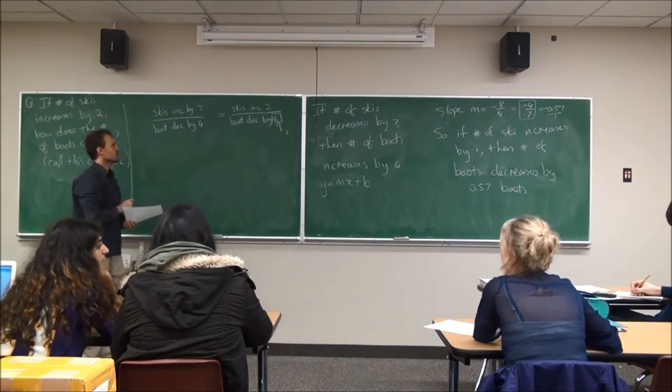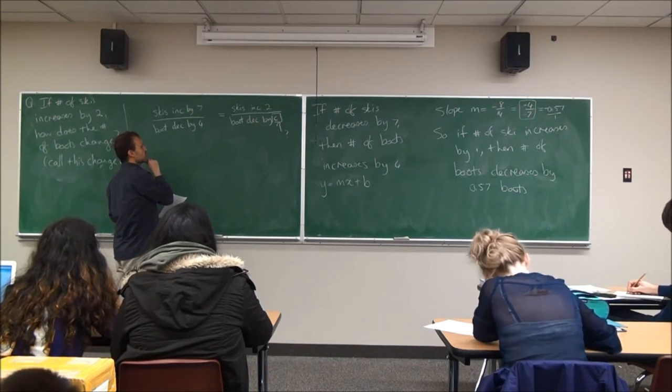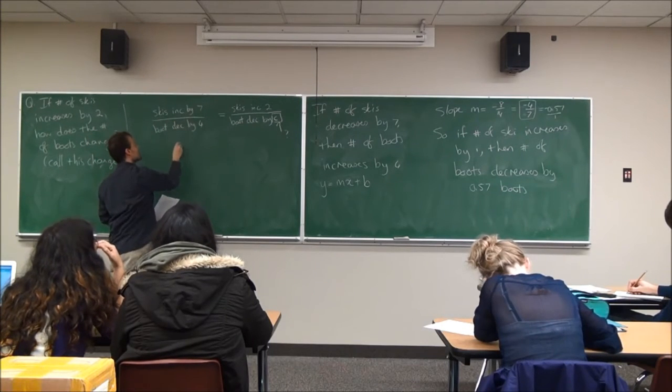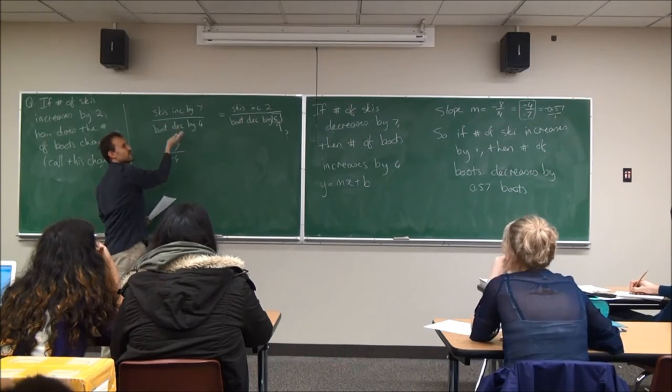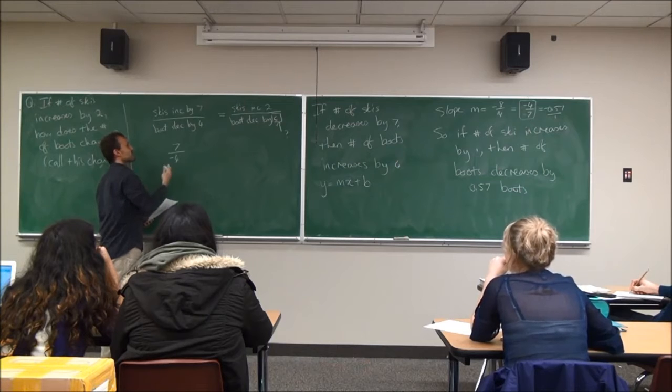Just cross multiply. Let me just set up my equation to be sure. Increase of 7 goes with a decrease of 4. Maybe this wasn't the best way to do it, but we'll do the other way in a second.